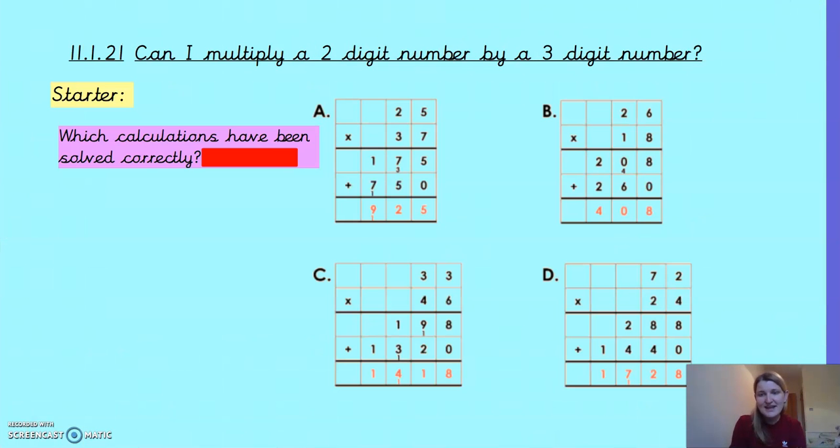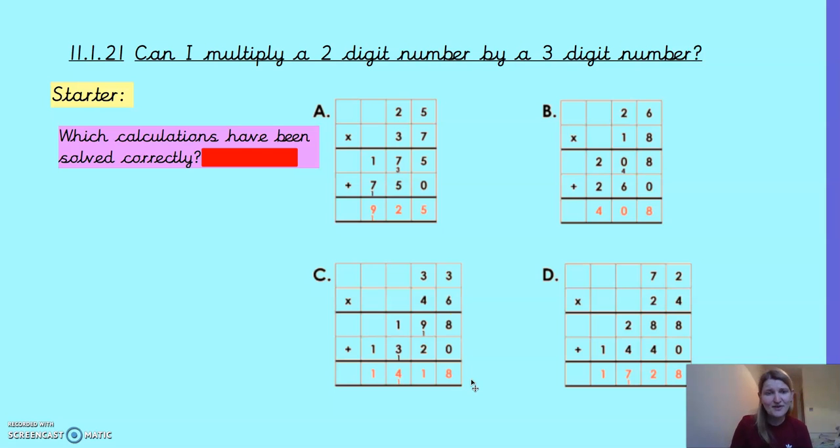Okay. Next thing, I've got a little starter for you just to revisit the 2 by 2 digit learning we did. So there are 4 calculations here. The answer's been done for you. However, 2 of them are incorrect, 2 of them are correct. So what I'd like you to do is just take a look. It might be that you can see straight away where the mistake is. It might be that you need to work them out yourselves. Have a go, which are correct, which are incorrect, and then we'll look together. Okay, so pause me here.